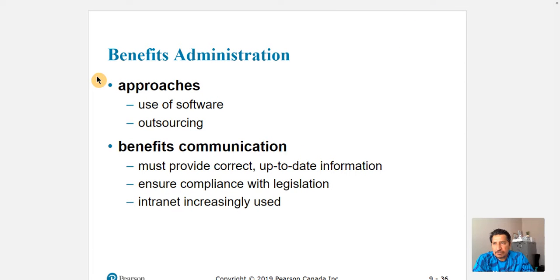Benefits administration: how to look after it. Approaches include the use of software and outsourcing. Benefits communication must provide correct, up-to-date information when employees need it, and ensure compliance with legislation. An intranet is increasingly used, like a portal, where companies announce certain benefits for employees.